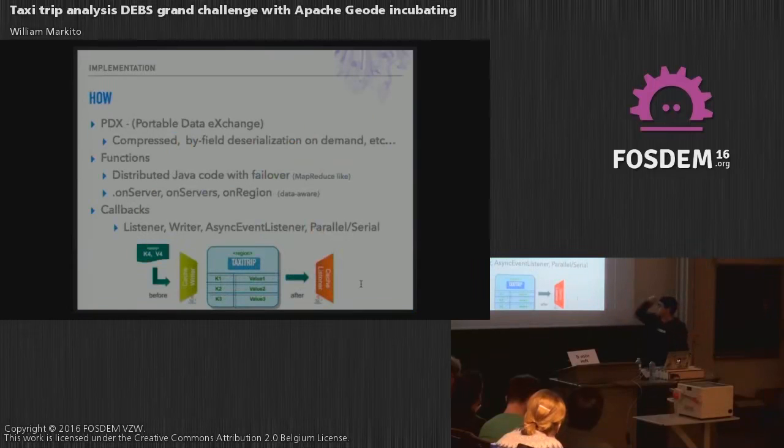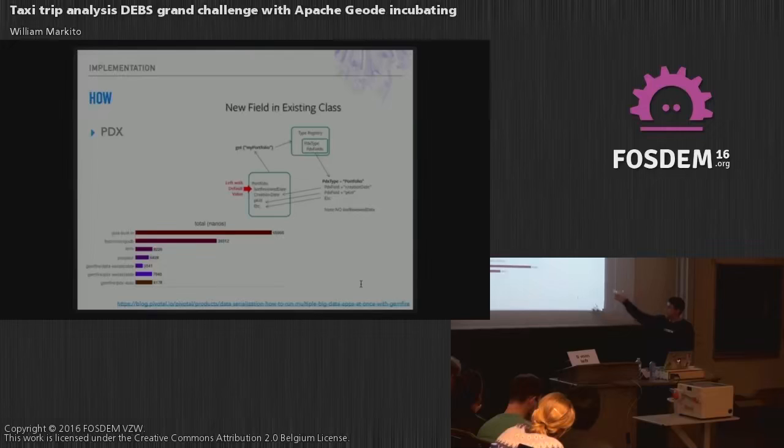So how did we actually implement that challenge? We are leveraging three main parts of Geode. One is PDX, which is our own serialization mechanism. Another is functions, which are a way to deploy Java code and have it executed in the cluster in a distributed way, with failover and everything. And then we have a bunch of different callbacks, which you can also use to intercept data and do something with it, for example an async event listener, which is a way to batch and work on some windows of time to process data, which can be parallel or serial depending on your needs.